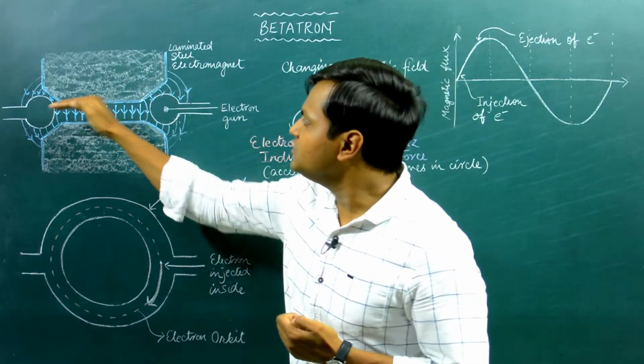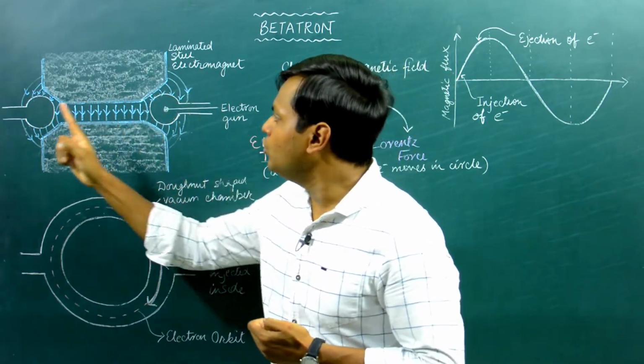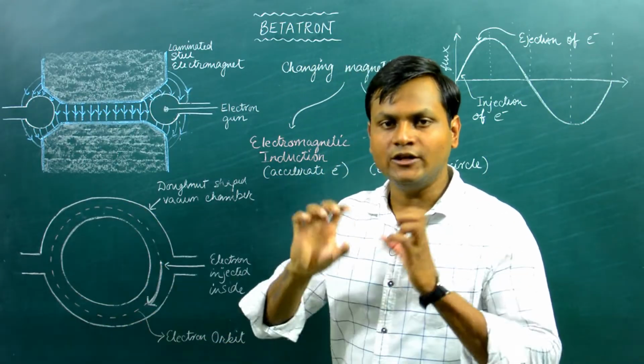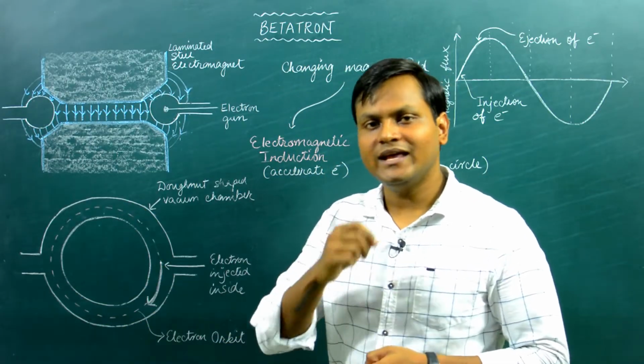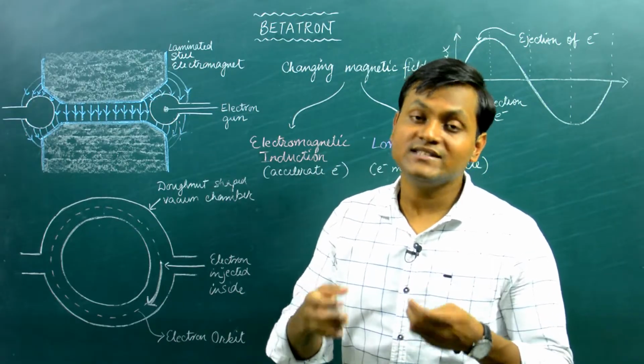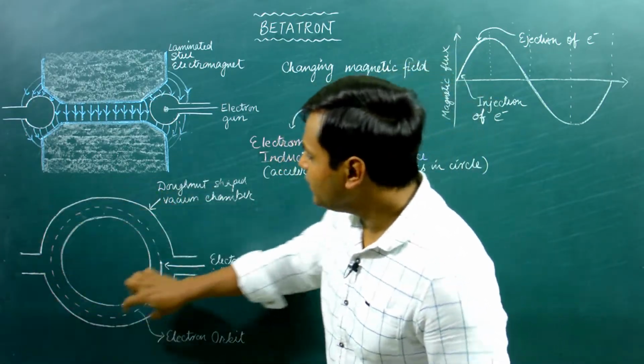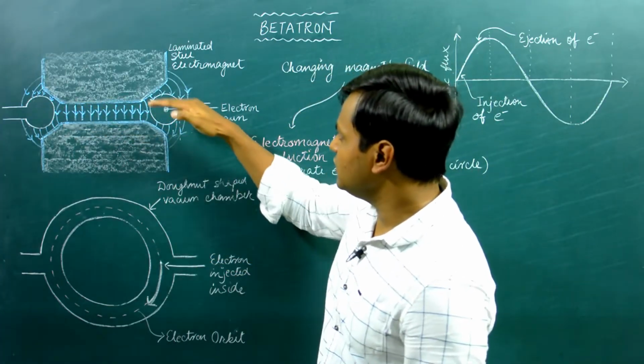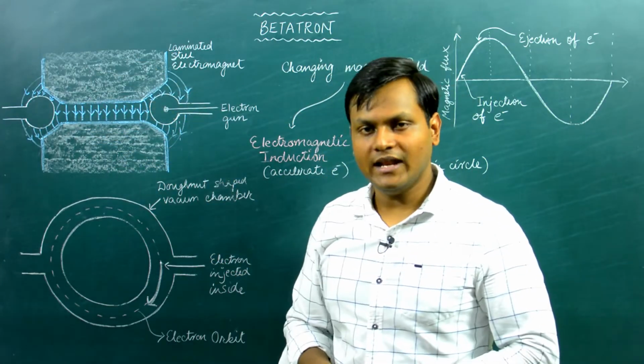And in this region you have this kind of a donut shaped structure. So this donut shaped structure is an enclosure inside which the electron is revolving, it is moving, it is accelerating. So this donut shaped structure in three-dimensional space is in this region between the two poles of an electromagnet.